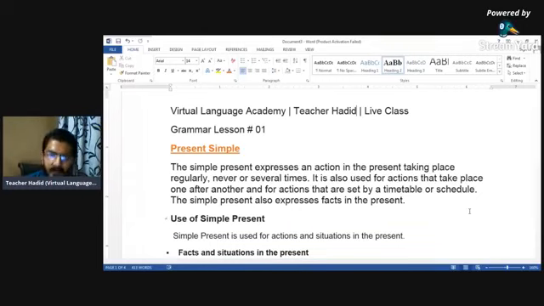For example, your exam starts at 9 o'clock. So that's a planned future. That is how I know that the exam starts at 9 o'clock. But unplanned future: I will call you tomorrow. That's an unplanned future, where you did not plan anything about the activity that you are going to do in the future. So in English language, there are two types of future: planned future and unplanned future.